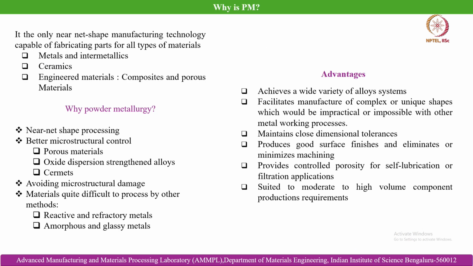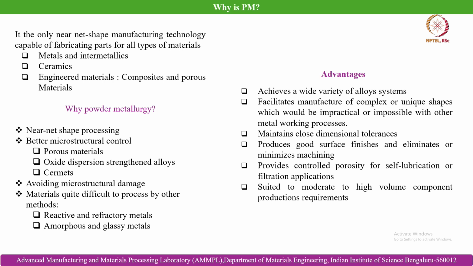As I already told you, why powder metallurgy? Powder metallurgy can deal with different kinds of materials like metals, ceramics, polymers, etc., and it is capable of near net shape processing. It can provide better microstructural control, and it is effective to develop both dense as well as porous parts. It can develop cermets and oxide dispersion strengthened alloys, and it can also avoid microstructural damage. Materials difficult to process can be quite easily and effectively processed by the PM route.